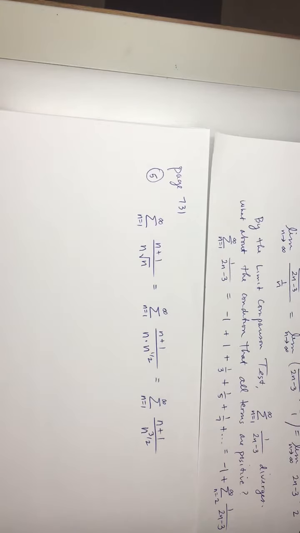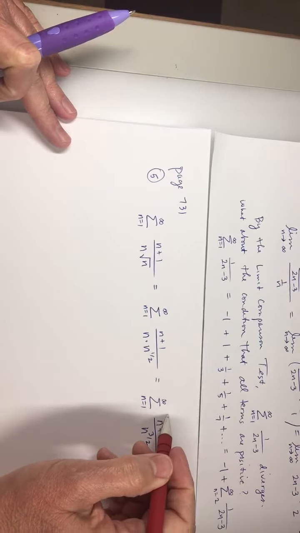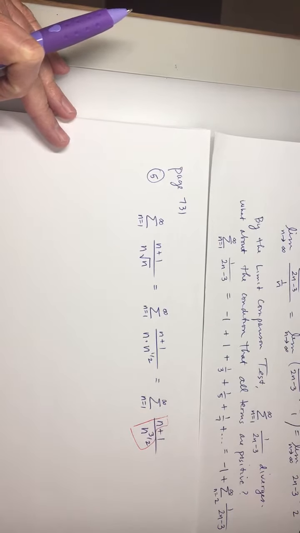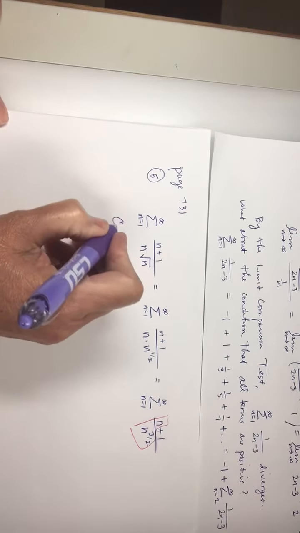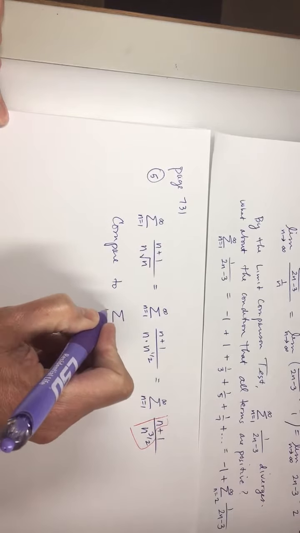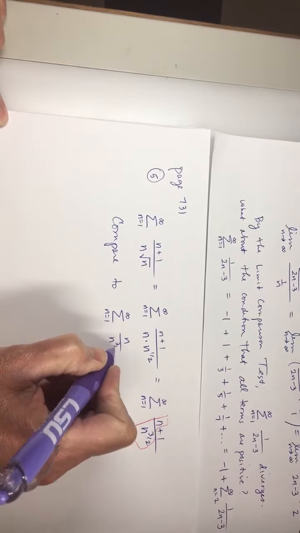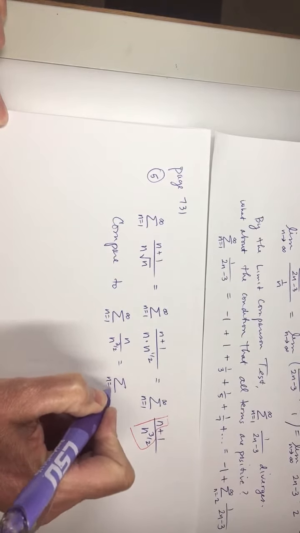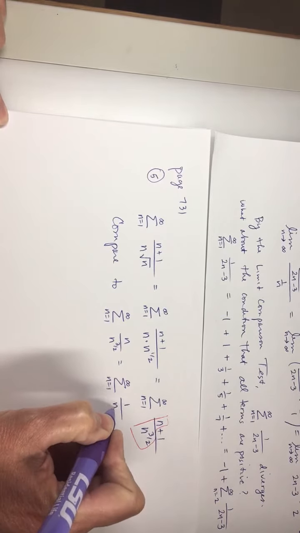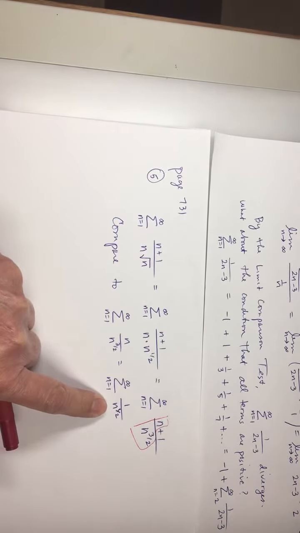I'm going to use a comparison test. And I'm looking at the highest power in the numerator and the highest power in the bottom, n to the 3/2. So I'm going to compare this to the series as n goes from 1 to infinity of n over n to the 3/2, and that will reduce, n goes from 1 to infinity, that reduces to 1 over n to the 1/2, which does what?